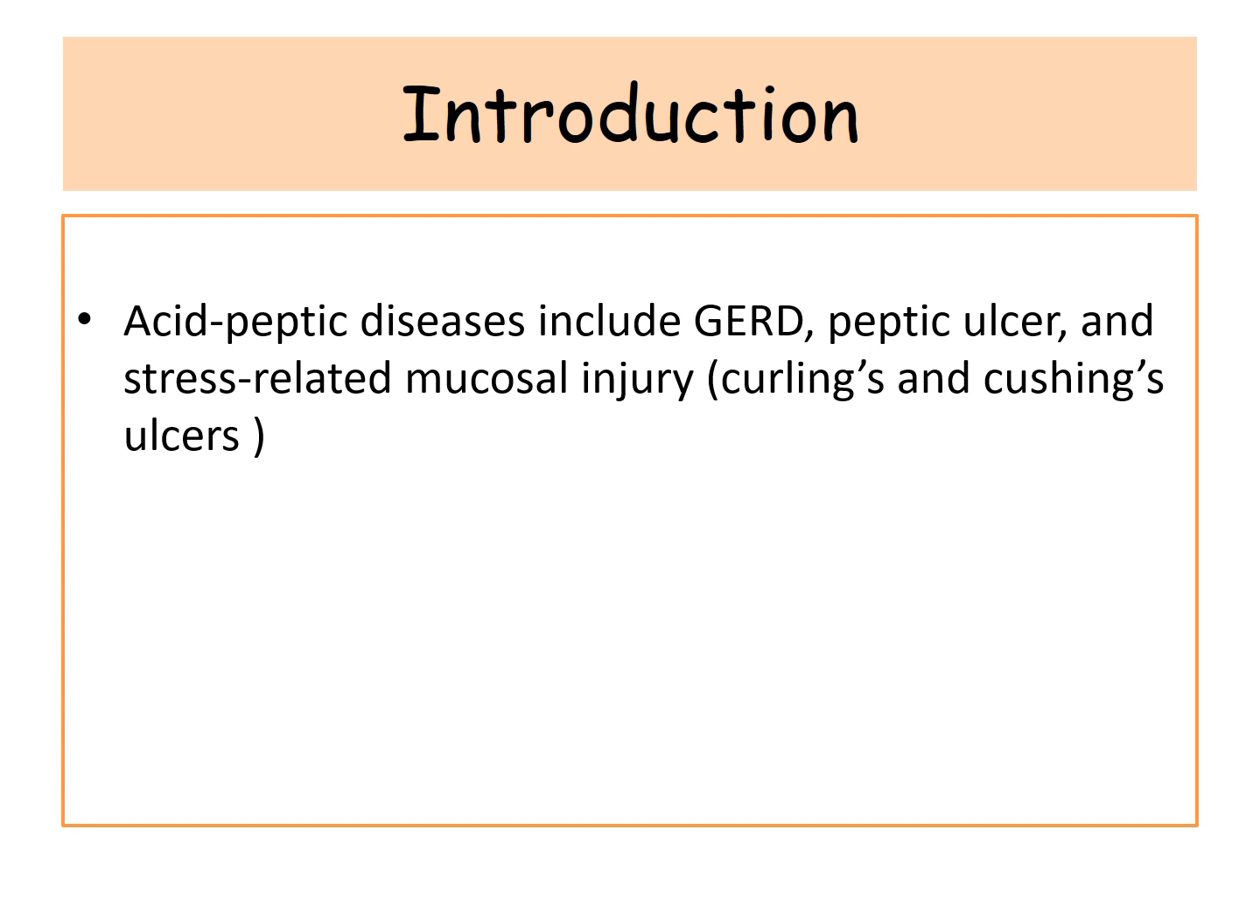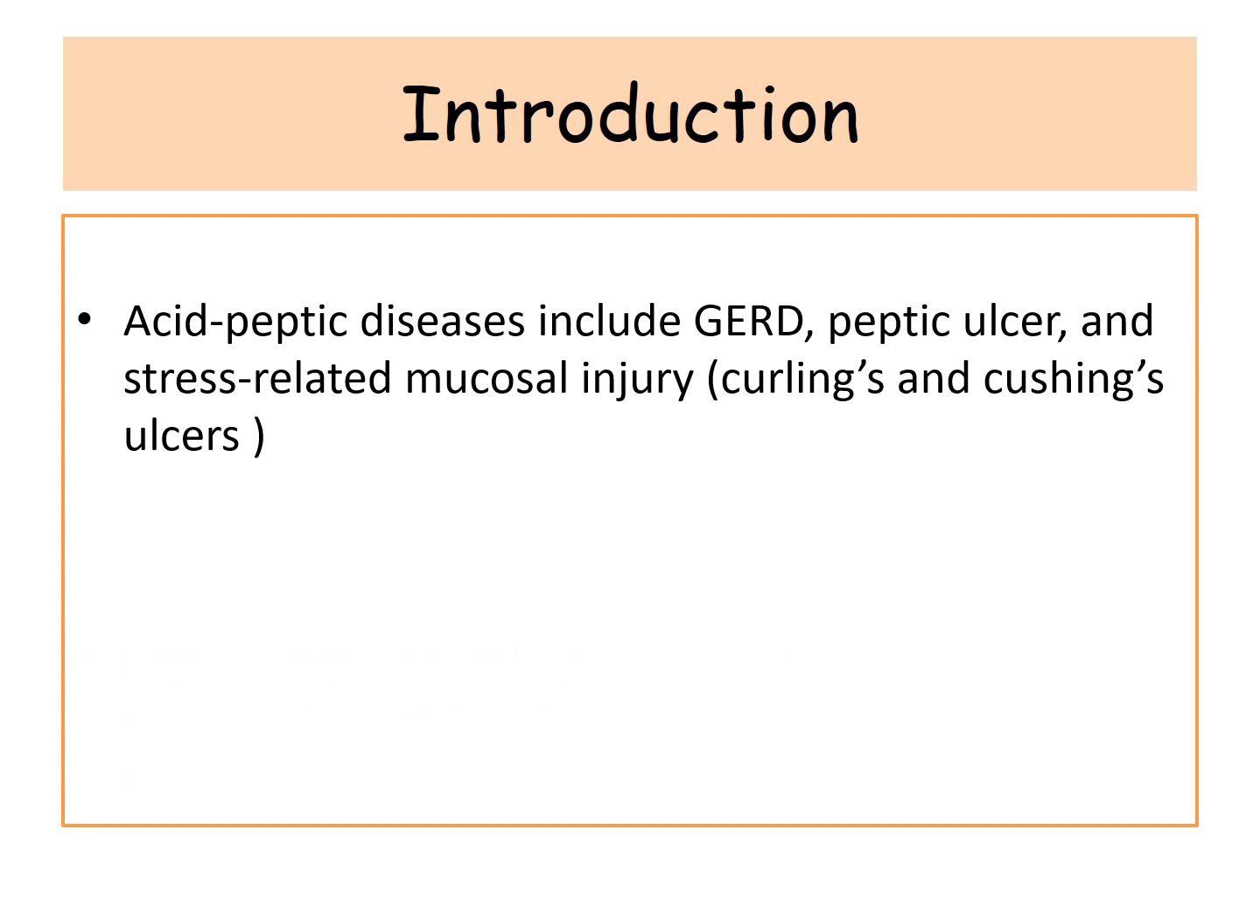diseases include GERD, gastroesophageal reflux disease, peptic ulcer, and stress-related mucosal injuries like Curling's and Cushing's ulcer. Curling's ulcer is most commonly seen in burns patients, and Cushing's ulcer is associated with head injury patients. So these acid peptic diseases are a group of diseases where there is some imbalance in the acid peptic secretion.